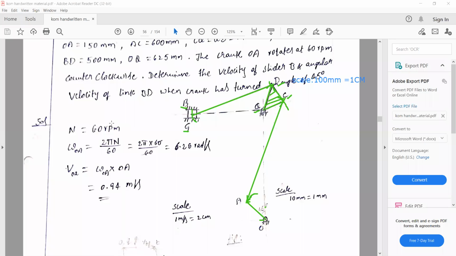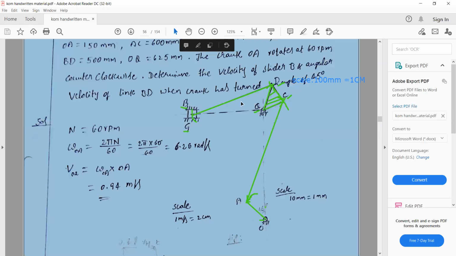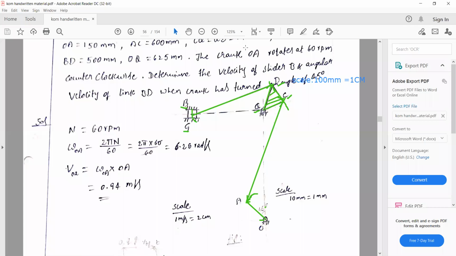Now, what are the values given? You just have to take that. The n value is given: n is 60 rpm. When we know the n value, we simply find the omega, that is 2 pi n by 60. Just make the calculation.